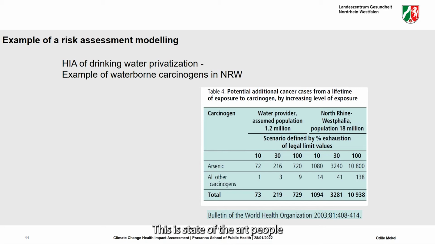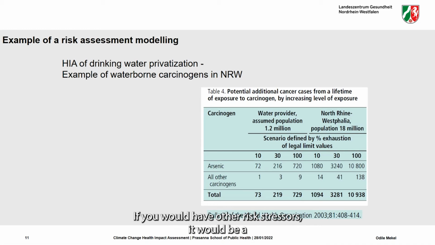This is state of the art that people in consumer protection and environmental health are doing. And you see over here numbers that you can compare quite easily. But over here you see carcinogens, and it is only carcinogens that you can compare quite well with this methodology. If you had other risk stressors, that would not be a good way of doing it.